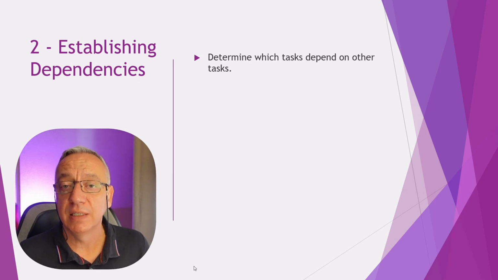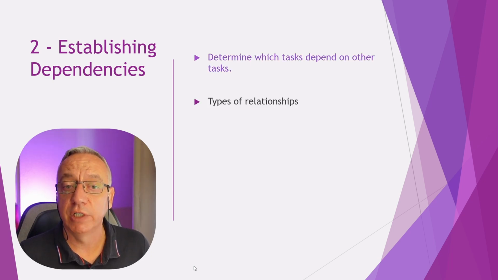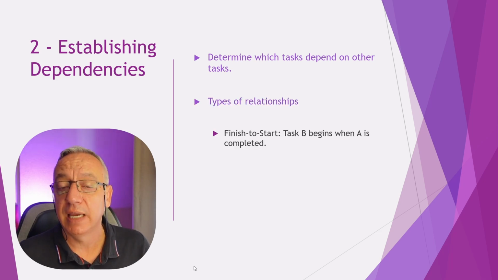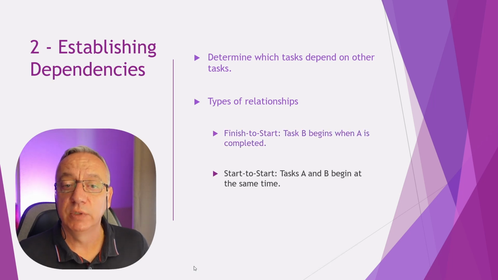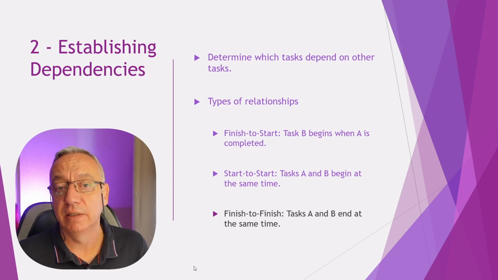There are dependencies between activities when the completion of one activity relies on the completion of another. There are different types of relationships between activities. For example, finish to start: task B begins when task A is completed. Start to start: task A and B can start at the same time. Finish to finish: task A and B end at the same time.